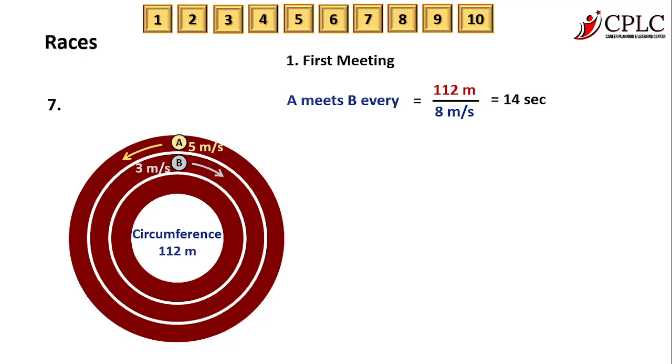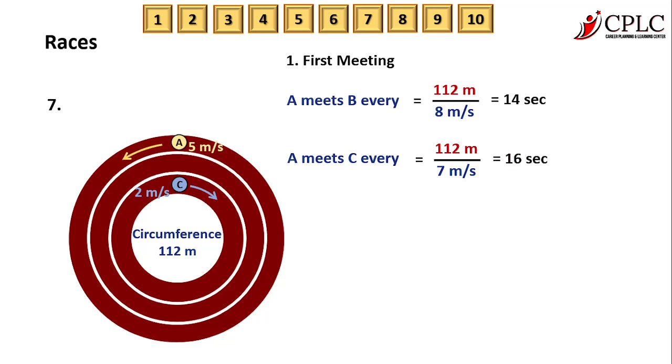Then what about A and C? So A and C, again, the speeds are 5 and 2, but they are also moving in the opposite direction. Obviously, relative speed should be added. So 5 plus 2 is 7. 112 divided by 7 gives us 16 seconds for A and C to meet each other every time.